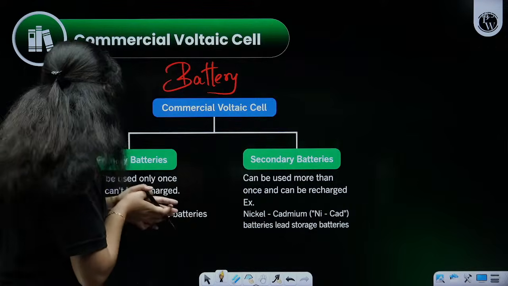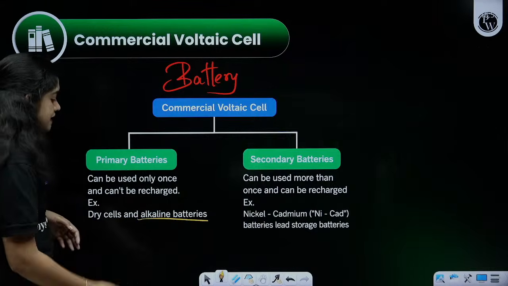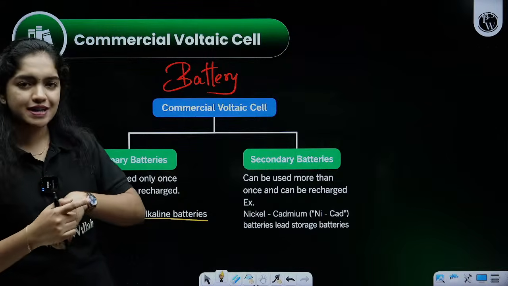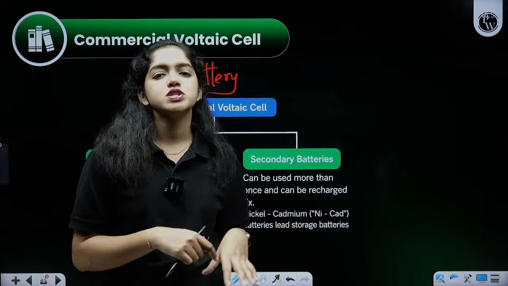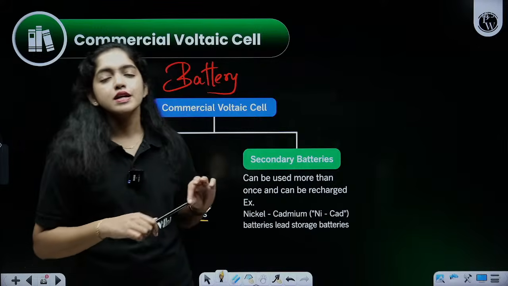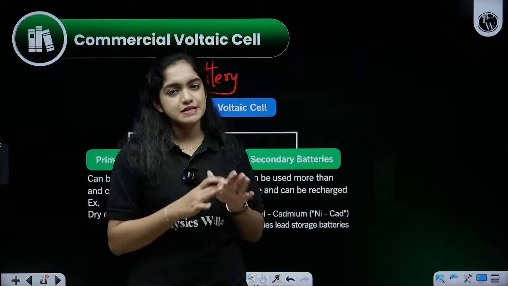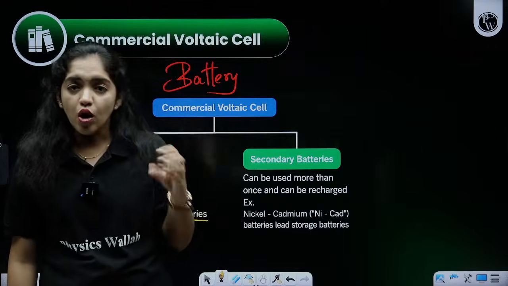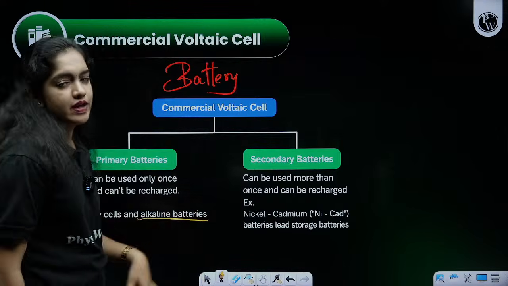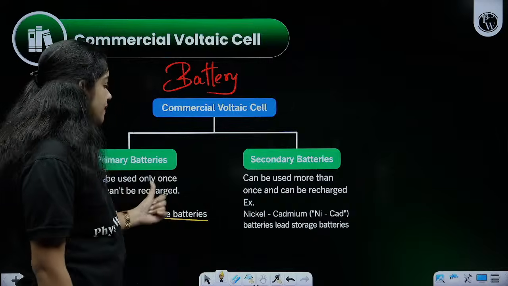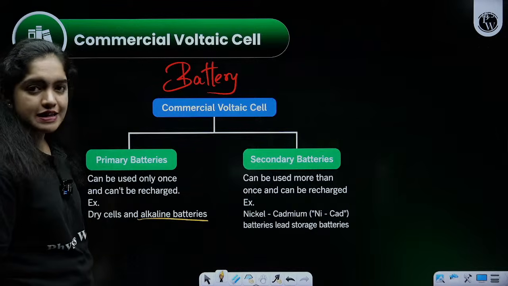Then, dry cells and alkaline batteries are the examples. Dry cells means the small batteries that we use in our watch, the radios, TV remotes, toy cars. They are the dry cell batteries. When the charge is over, it is dead. It is not rechargeable, not reusable. It is dead. We can throw it away. Okay, clear? That is primary battery. Learn the examples. That is dry cell and alkaline cell.